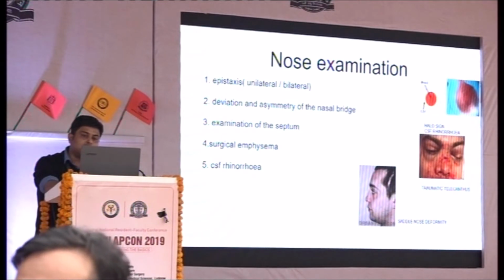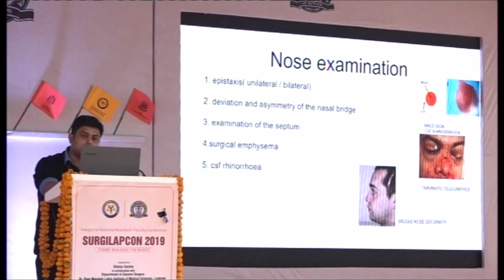CSF rhinorrhea fluid, when taken on a gauze, forms this halo sign, which is visible here. And the second clinical photograph is of a traumatic telecanthus in which the intercanthal distance has increased, and it is pathognomonic of nasoethmoidal complex injury. And the third clinical picture shows a saddle nose deformity, suggestive of a nasal bone fracture.